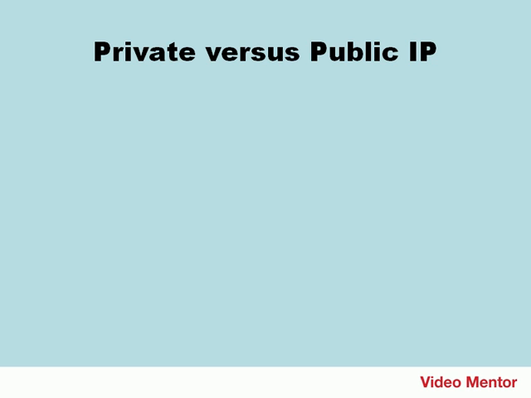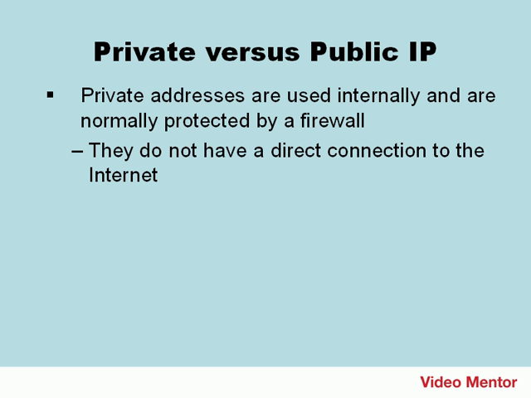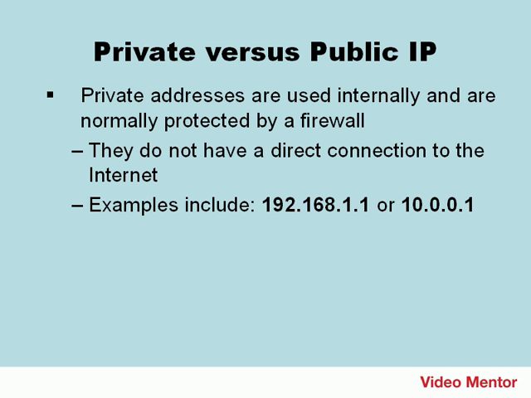Let's start with private versus public IP. Private addresses are used internally and are normally protected by a firewall. They do not have a direct connection to the internet. A couple common examples include 192.168.1.1 or 10.0.0.1, which you've seen before.